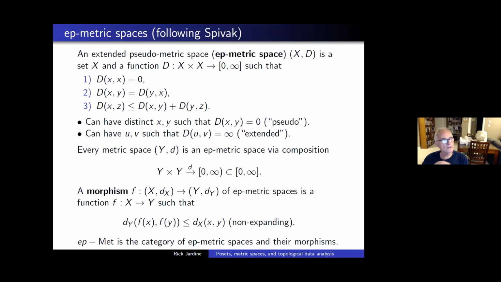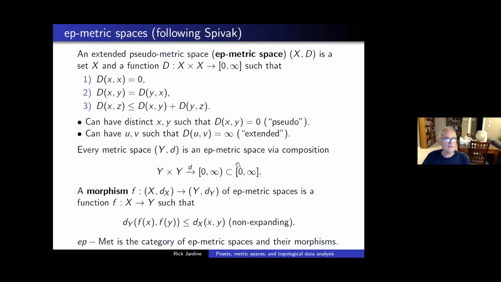So an EP metric space is a set with a function taking values in the interval between 0 and infinity. Note the infinity is in there now, okay? Such that any element is distance 0 from itself. There's the symmetry property. There's certainly a triangle inequality, okay? But the difference is that you can have distinct elements which are distance 0 from each other. That's the pseudo part. And you can have elements u and v which are infinite distance from each other. That's the extended part.